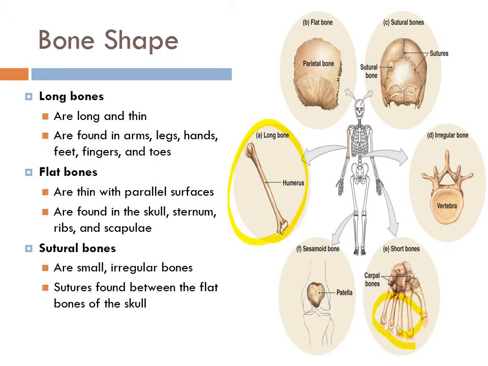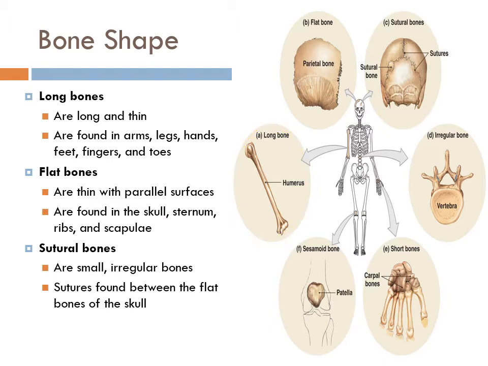So if you look down here, this is showing you carpal bones, which are short bones, but these are the metacarpal bones here, and they're all long bones. Even though they're in the hand, they are longer than they are wide, which is what makes them long bones.